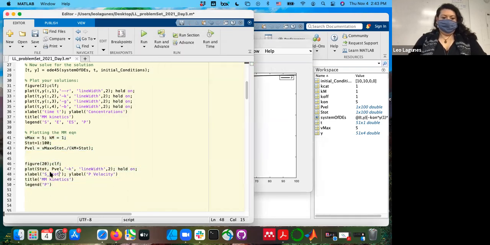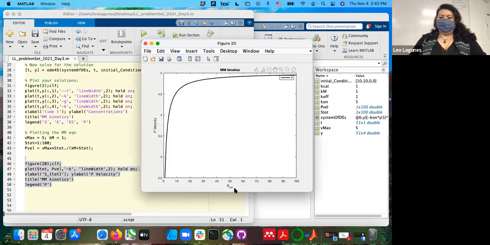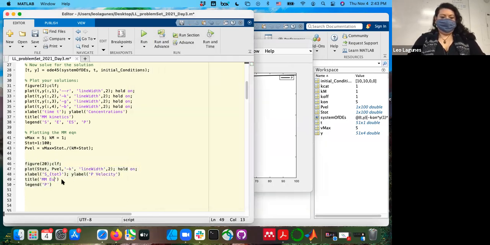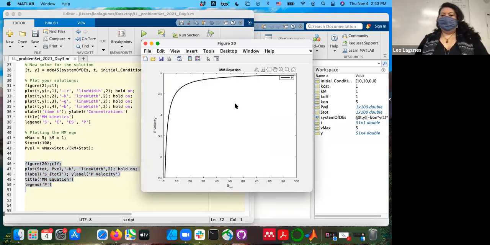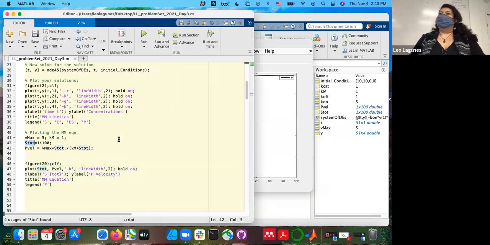I'm just changing the legend because I want the tot to be a subscript. Okay, and that's how we would plot the Michaelis-Menten equation. And you can plot basically anything like that. And if you're interested in more realistic values of S tot, you can always change just the vector S tot.